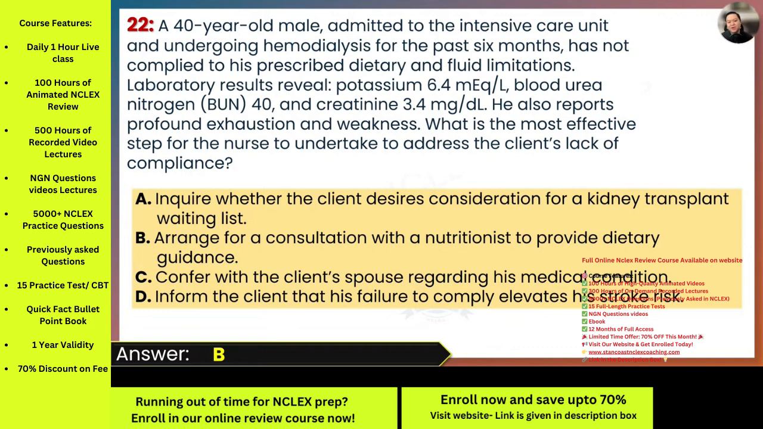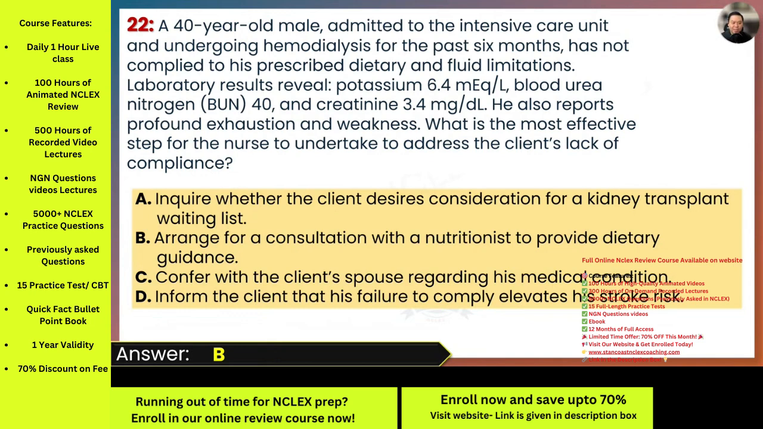So with this type of question, especially where the client has non-compliance, do not just focus on the consequences. You have to focus on the solution. Keep in mind to avoid fear-based or punitive approaches such as scolding or threatening outcomes, like telling them they're going to end up with a stroke. Also remind yourself that education is often the best intervention, and it should be tailored. It should involve the client in order to gain collaboration.